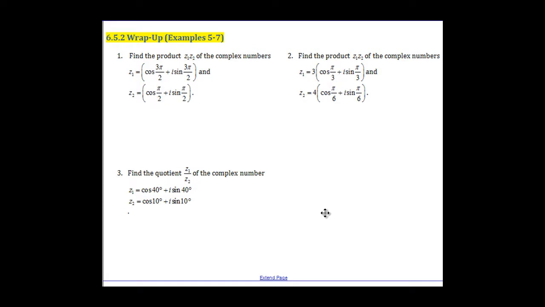All right, go ahead and try the wrap up for day 2 in your notes now. First, just find the product. I see your r value in both cases is 1. In number 2, find the product. Here your r value is 3 and 4. And number 3, find the quotient.